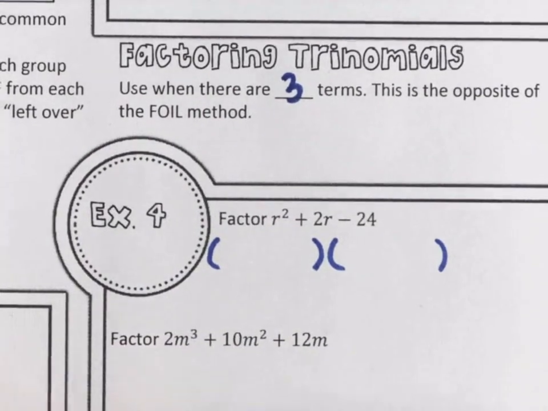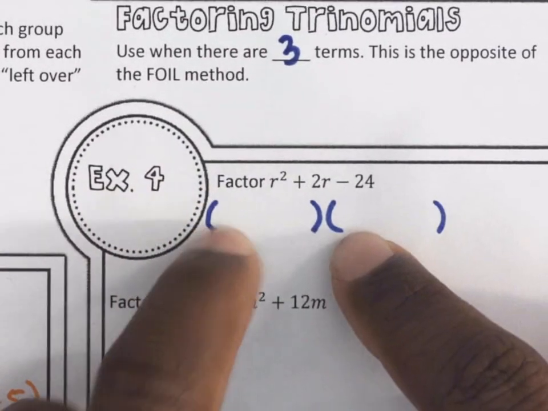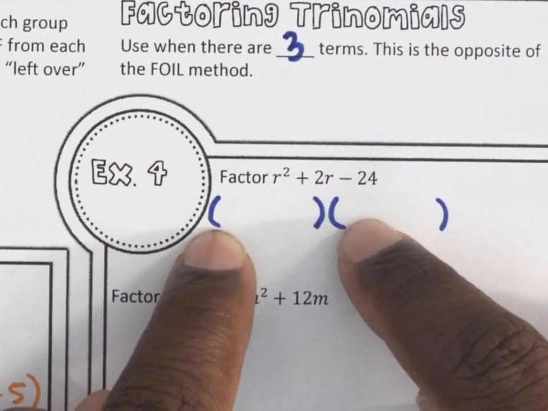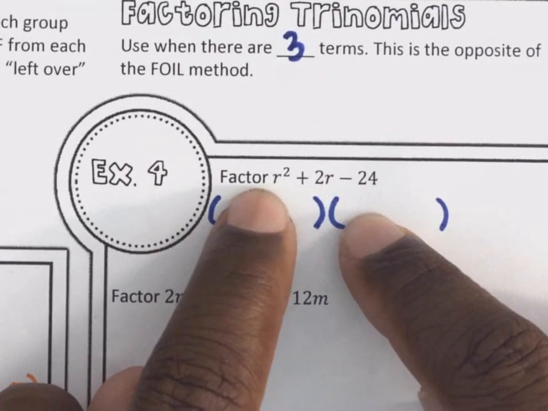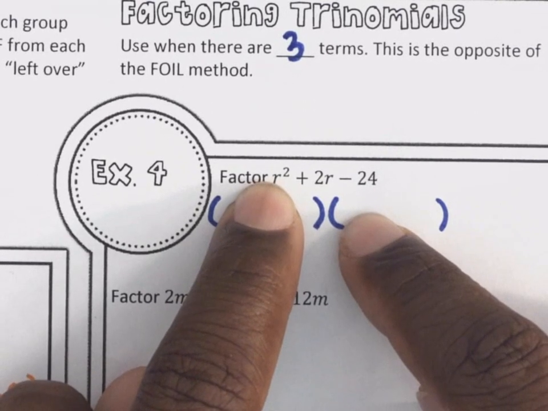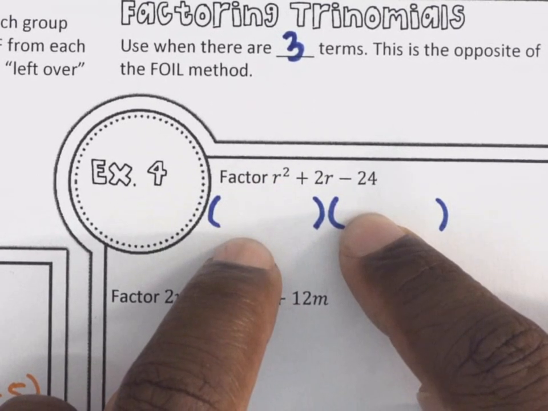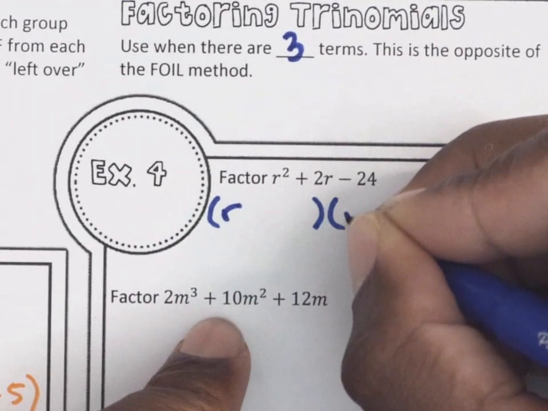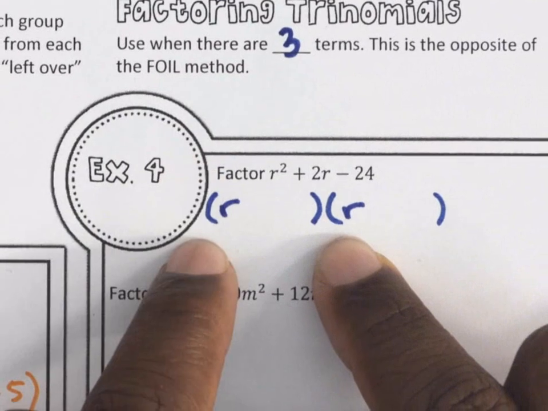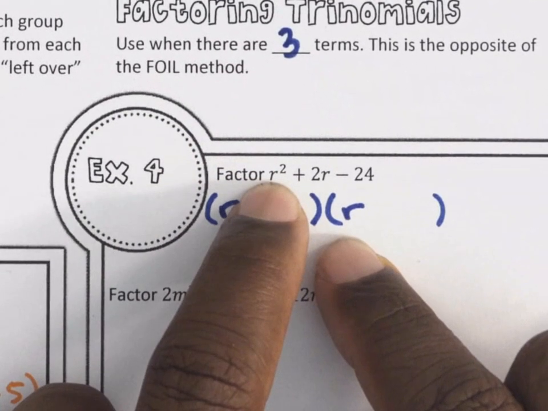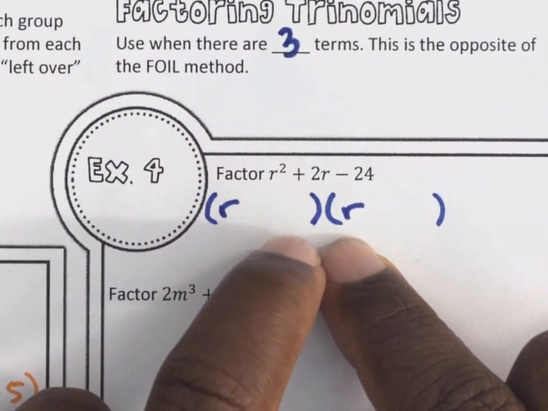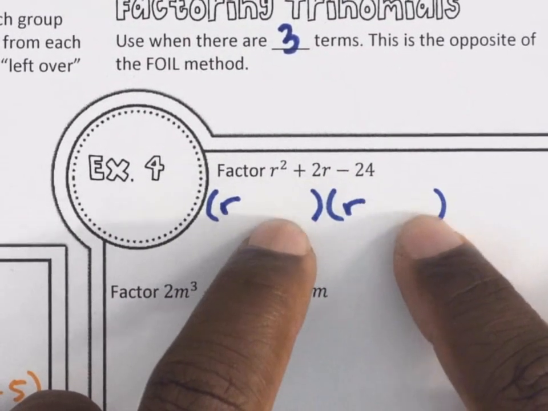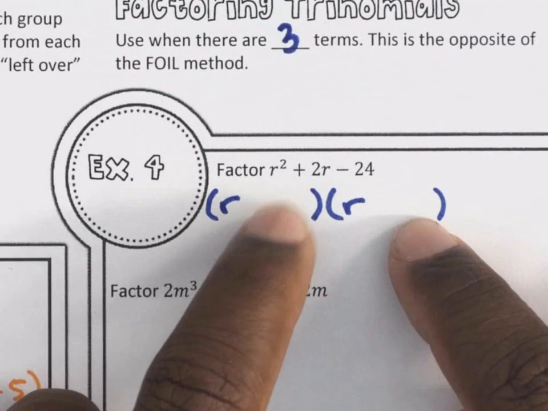That's when you do the 2 parentheses and you say, what do I need in these first positions to get me to r squared when I do first times first? r times r, first times first equals r squared, right? Okay, and then what was my process to find these numbers right here? Last times last.